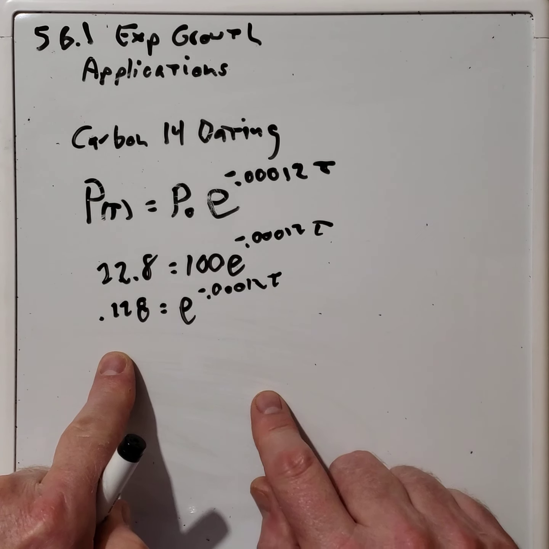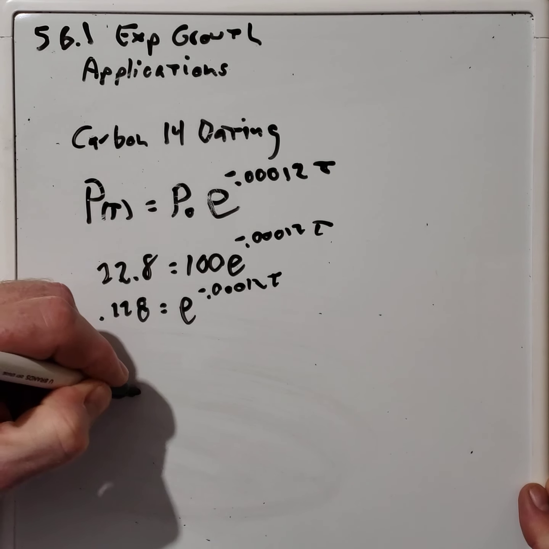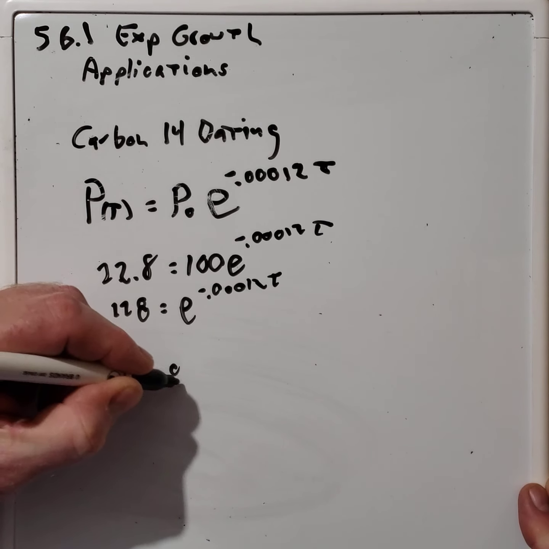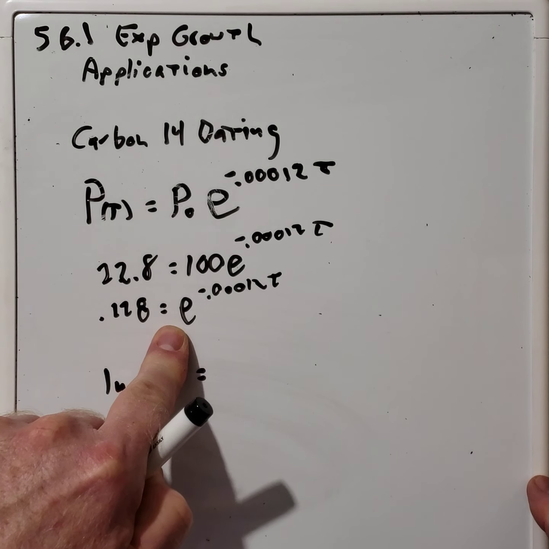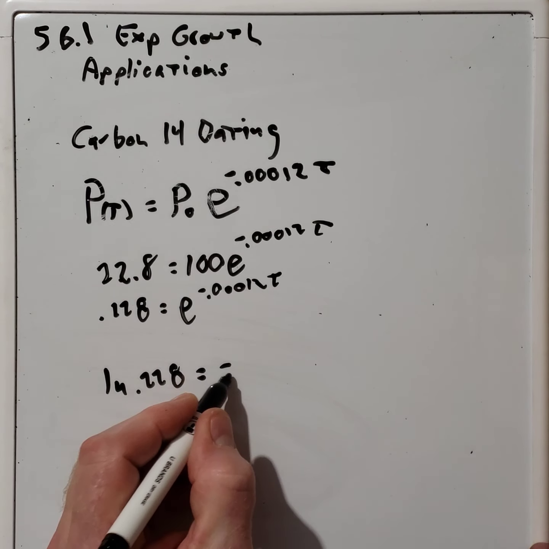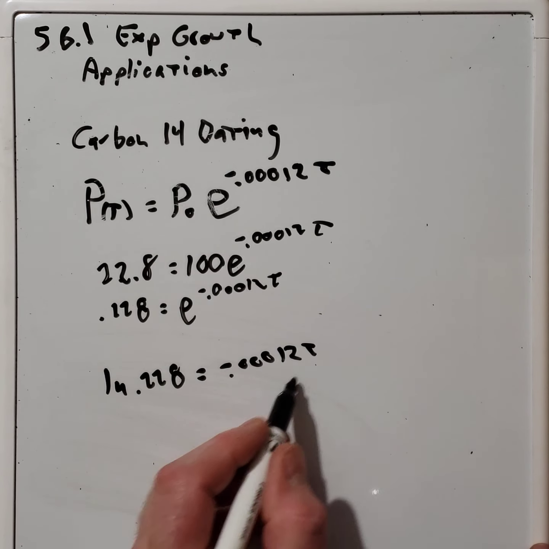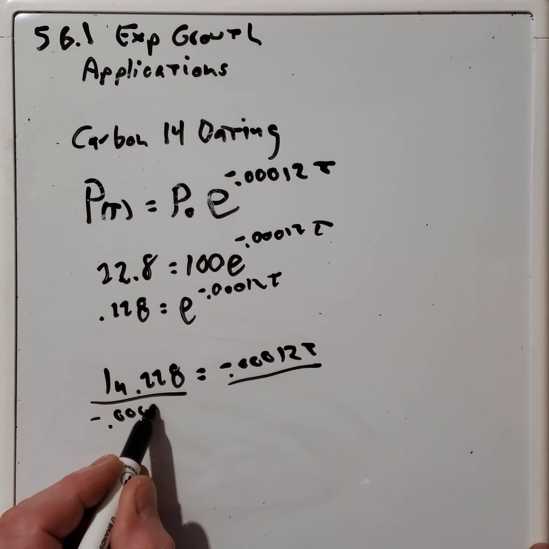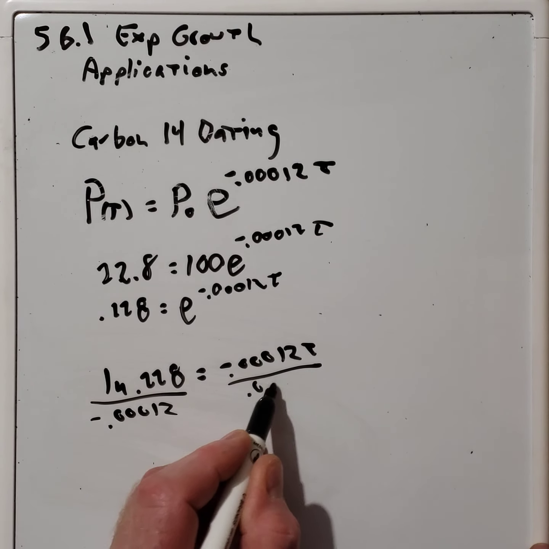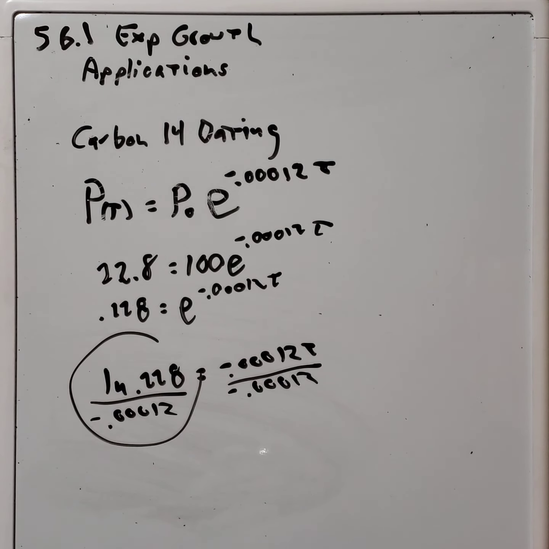We know what we're going to do from here. We're going to take the natural log of both sides, which is going to give us the natural log of 0.228 on the left. And when we do the natural log of this on the right, it's just going to give us the exponent, negative 0.00012 t. Divide both sides by negative 0.00012. And we get whatever that is.